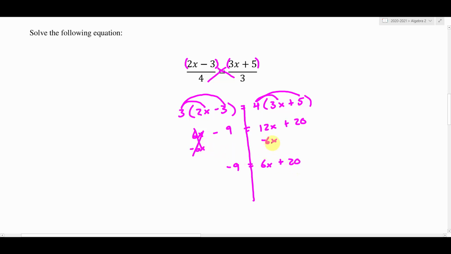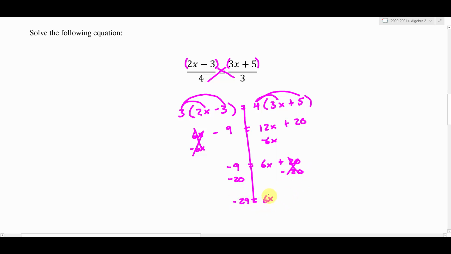Okay, so remember, whatever you do on one side, you have to do on the other side, and to move anything from one side to the other, you need to do the opposite. Okay, so now I'm going to move this plus 20 over here with the negative 9. So since it's a plus 20, I'm going to subtract 20 from both sides. Okay, and so I get negative 9 minus another 20, so that'll be negative 29 equals, the 6x comes down and the 20s cancel.